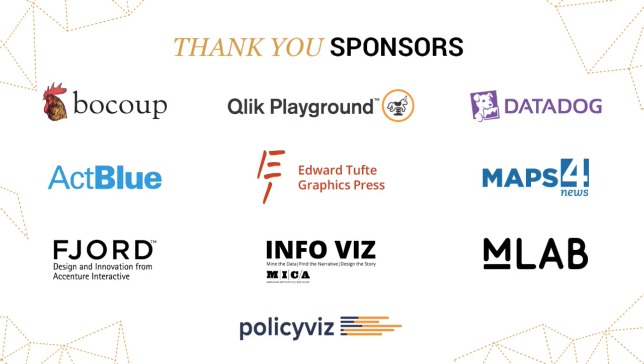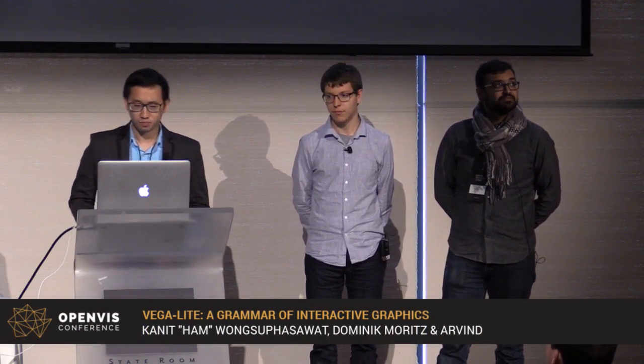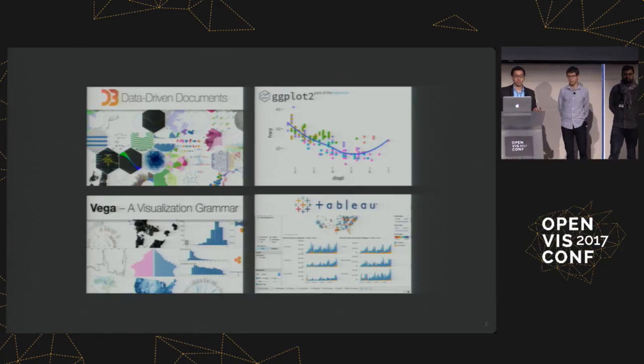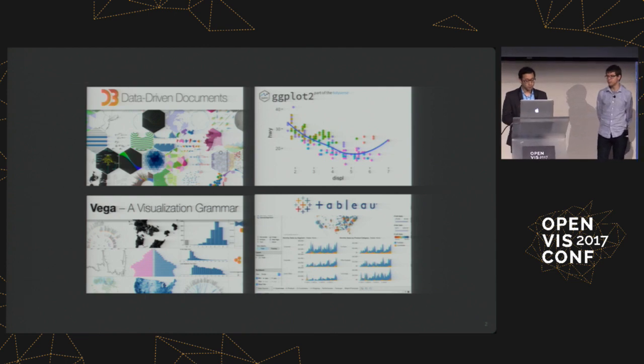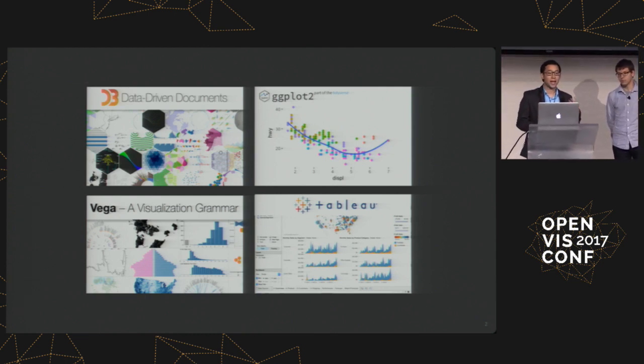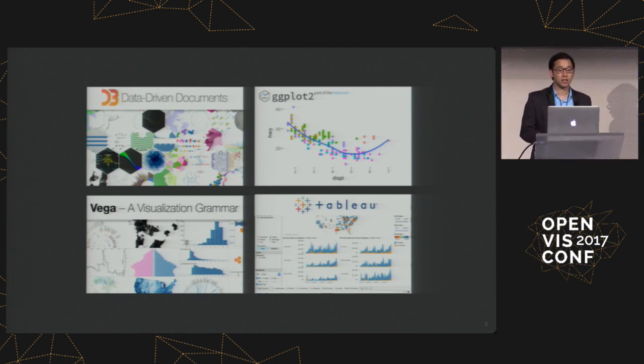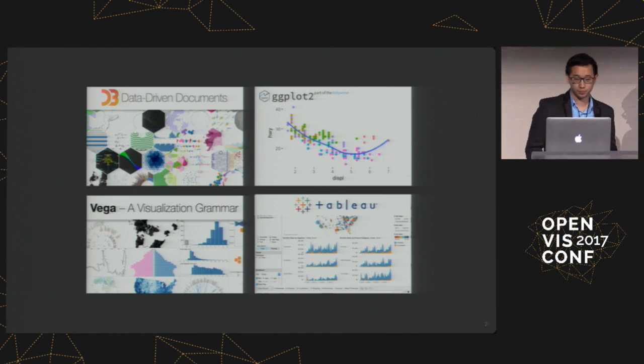Hey, OpenVizConf. Our team from the Interactive Data Lab at the University of Washington is happy to present Vega-Lite, a grammar of interactive graphics. So, we already have so many languages for creating visualizations, and we actually like them for many reasons. Why do we need another language? Let's first walk through what we like about these languages and see how Vega-Lite goes beyond them.